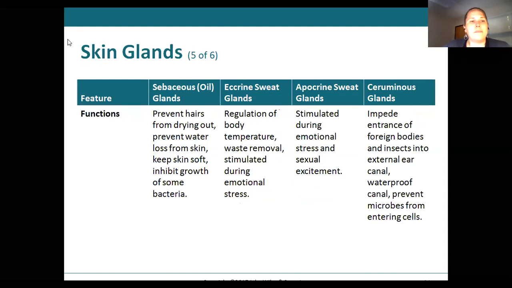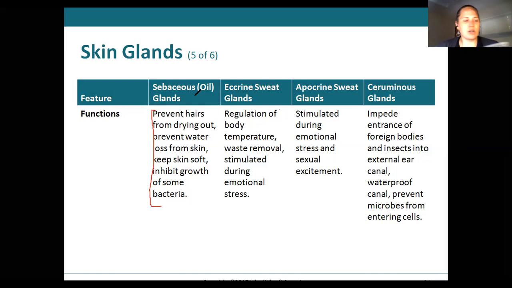Functions. So like I said, the sebaceous prevents hairs from drying out, and loss of water from skin. You actually lose milliliters of water through your skin. Even if you're being completely sedentary, you'll lose at least 200 milliliters of water, up to 500 milliliters. So that's quite a bit of water being lost from your skin.